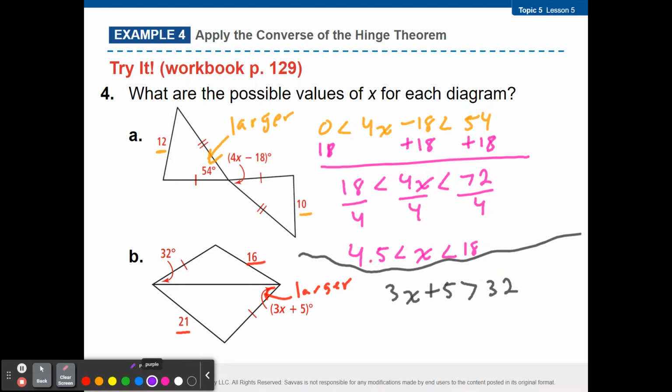Okay, so now what I'm going to do is subtract the 5. So I have 3x is greater than 27. I'm going to divide both sides by 3. So I get x is greater than 9. That's it. So x has to be greater than 9 here to work. We don't need to put the 0 on the other side because the middle part was bigger. Okay? Yeah, you can't really do much with it after that. Questions on that? Anything?